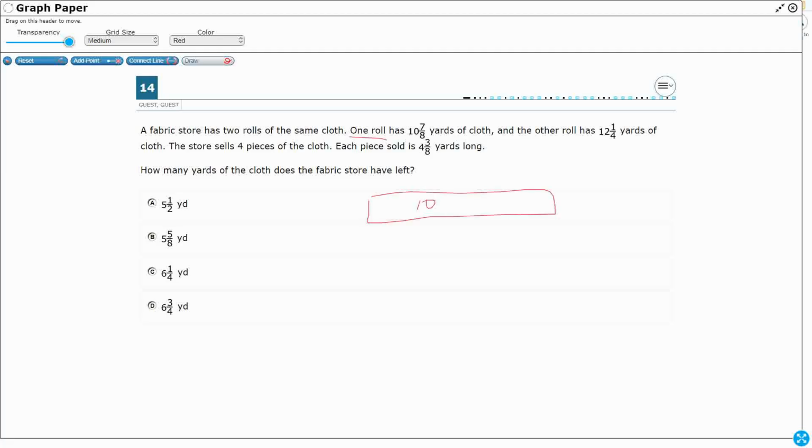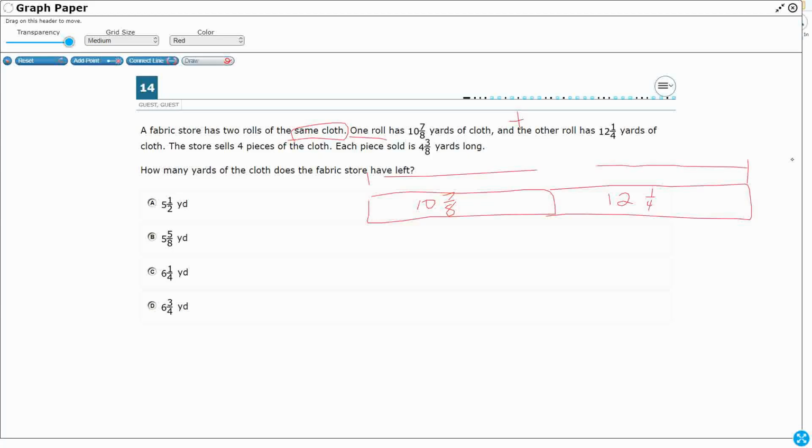Now I'm going to say it's 10 and 7/8. Okay, they're of the same cloth, so that means I'm going to add these two. The other roll is 12 and a quarter. Okay, so I'm going to do this. 12 and 1/4 cloth. So my first question is, how much actual cloth do I have?